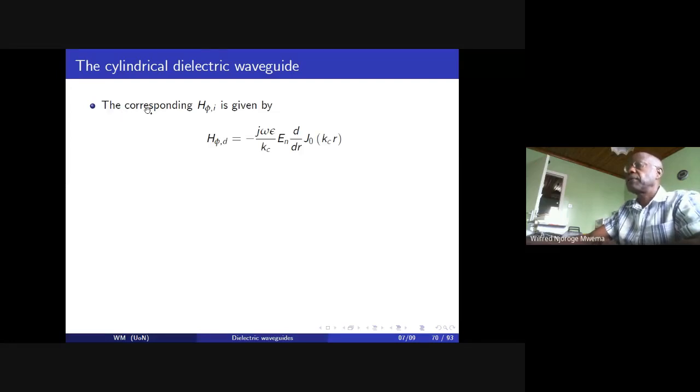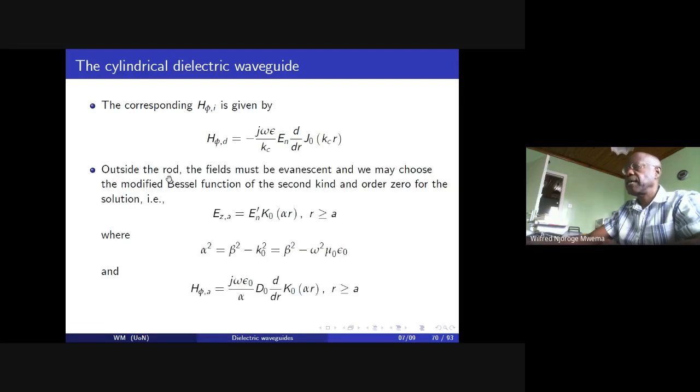So the corresponding circumferential magnetic field intensity, H phi of r, is going to be given by j omega epsilon by Kc multiplied by that value, where we have just used the derivative of the Ez. So outside the rod, the fields must be evanescent, and we may choose the modified Bessel function of the second kind and order 0 for the solution.